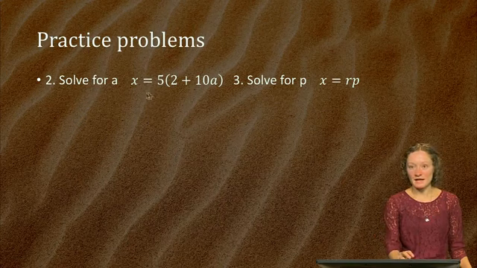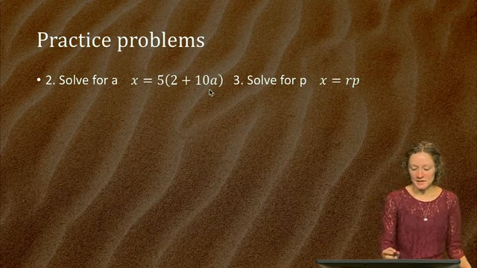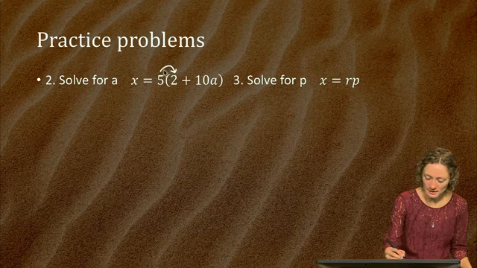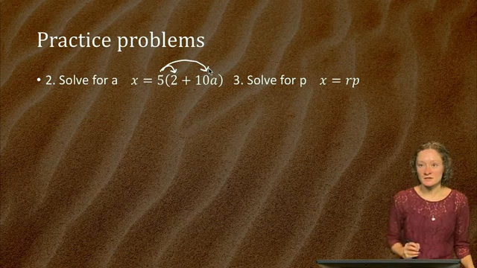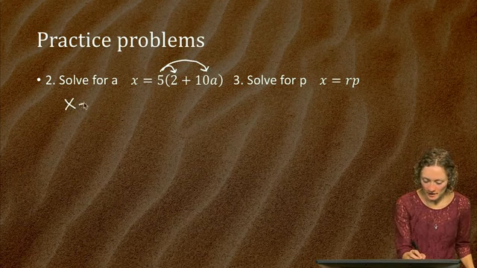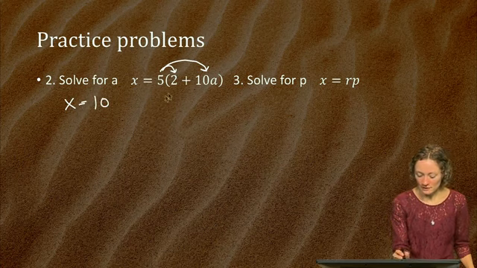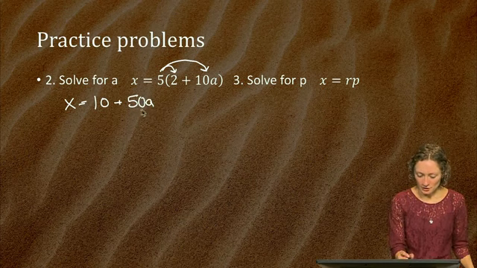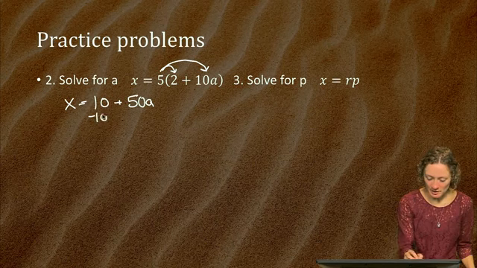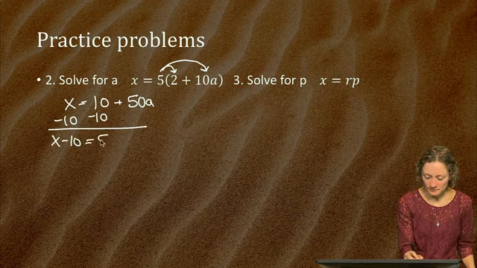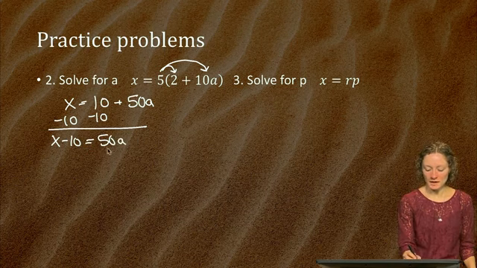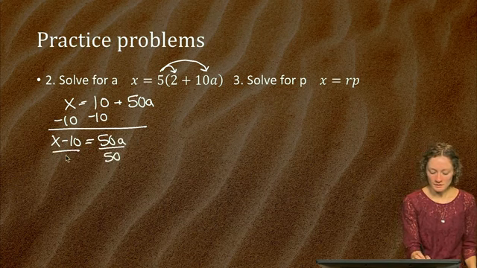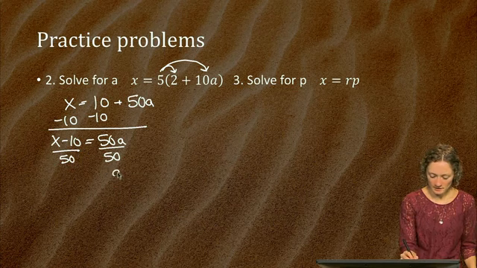Next one, solve for a. Here's our given equation. A is inside parentheses. We'll still follow those steps for solving linear equations. Distribute. I'm going to pull it over here. 5 times 2, 10, plus 5 times 10a, 50a. Solve for a, so undo everything happening to it. Subtract 10 from both sides. And divide by 50.